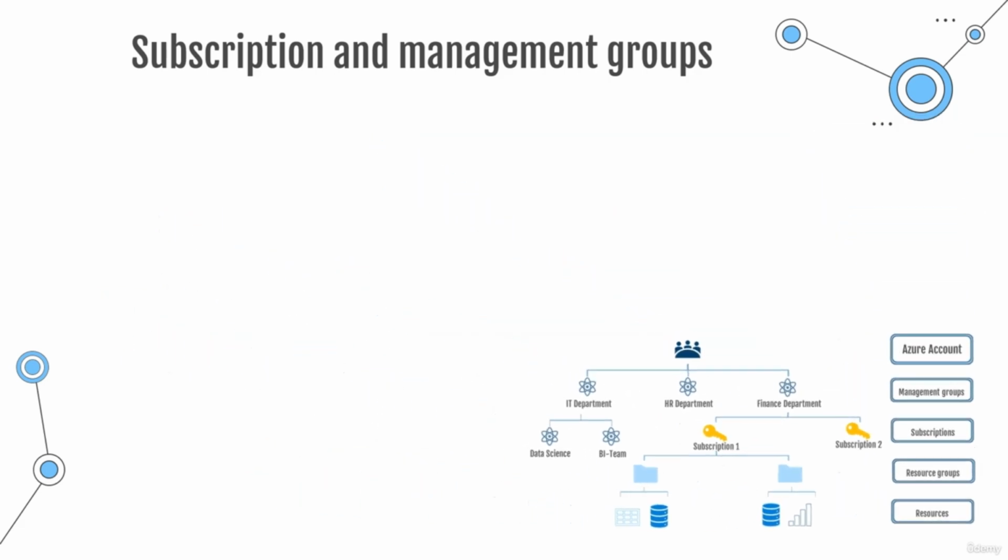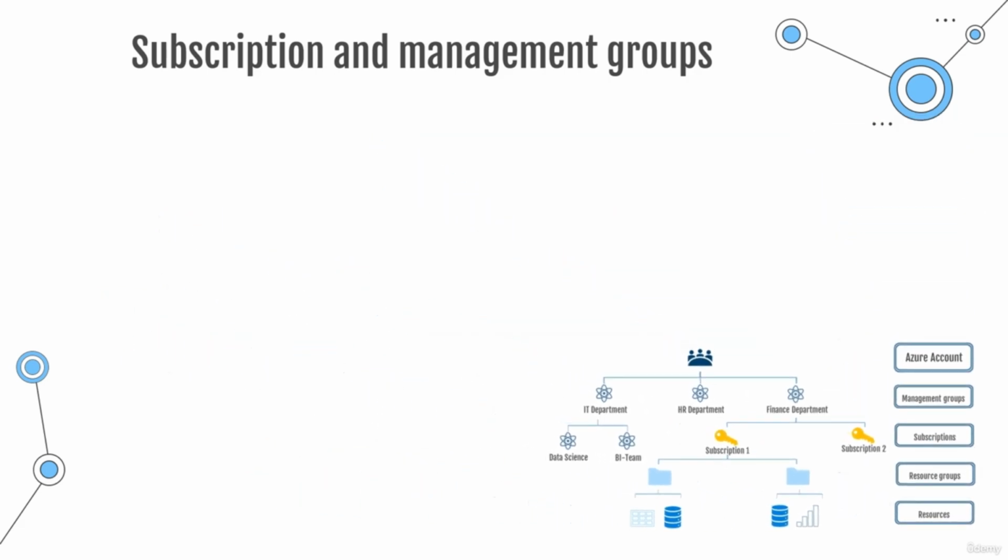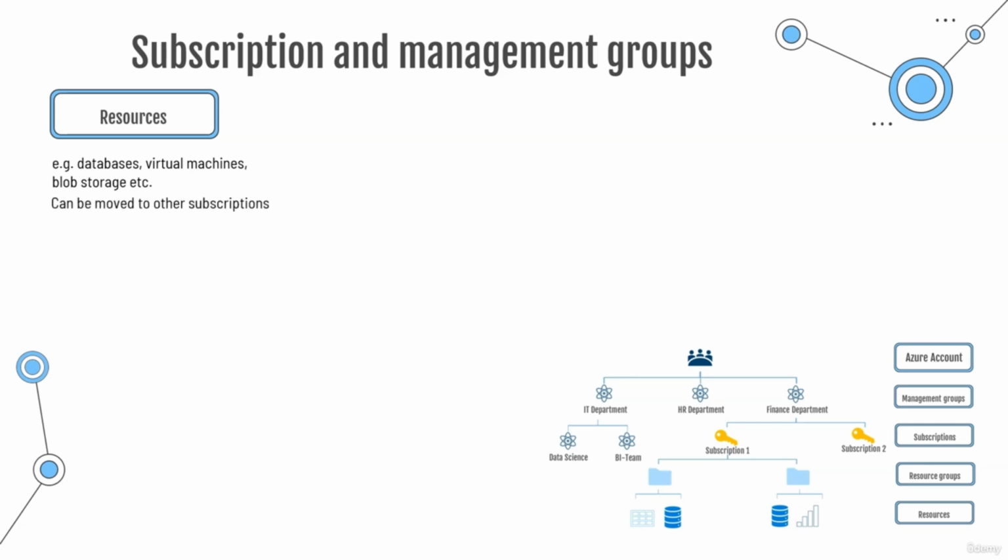Let's quickly summarize the important parts that we've learned. We have at the lowest level, of course, our resources. These are instances of Azure services, for example, databases and virtual machines that the company needs to use. They can be easily moved from one subscription to another subscription if necessary. Then they are always contained in a resource group. This is a logical container that is used to manage our resources. Of course, we remember the region does not need to be the same in the resource group and the contained resources. This is not necessary.